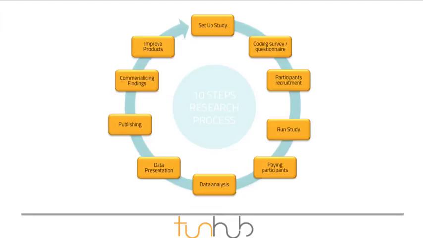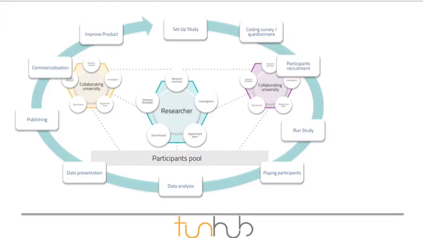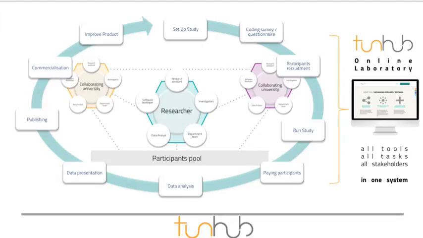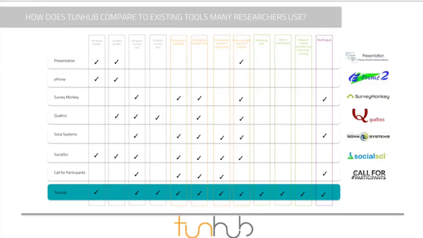So if we combine this complex research process with the previous slide, we see that research is a complex thing. And this is what Tanup is all about. It's an online laboratory which covers all the bases for this complex process in one system. How do our competitors do?